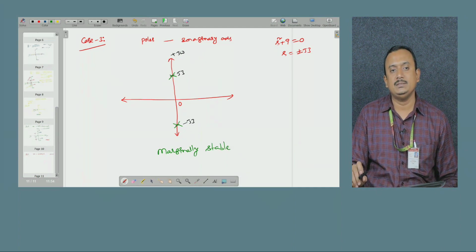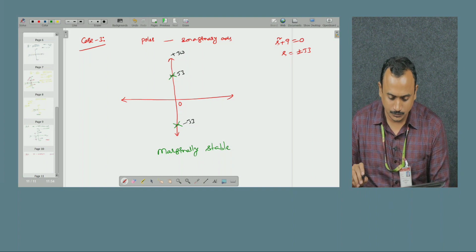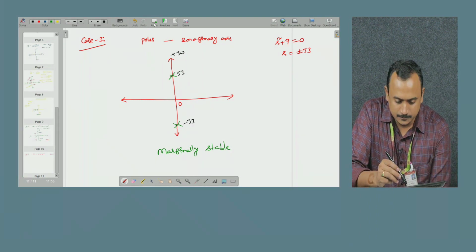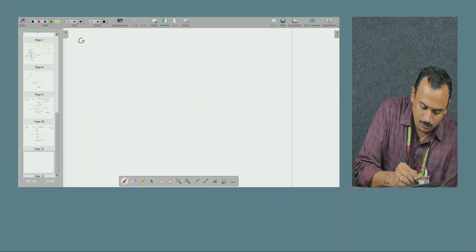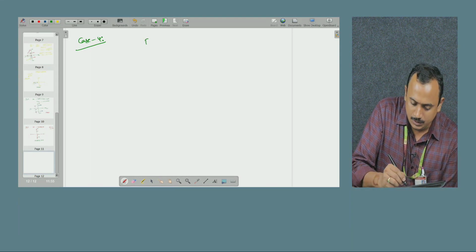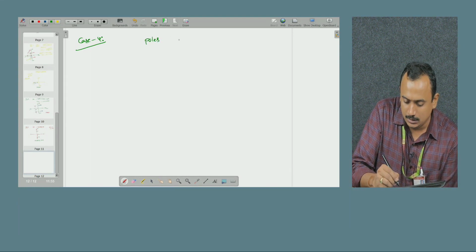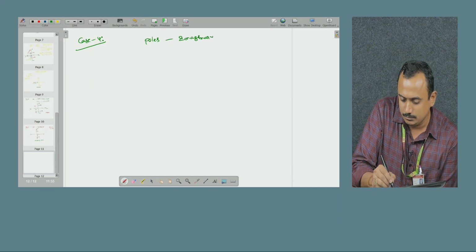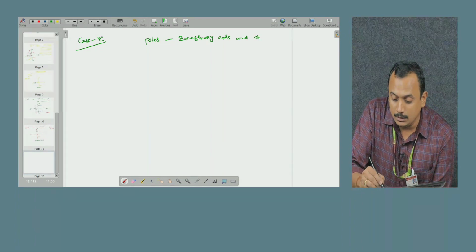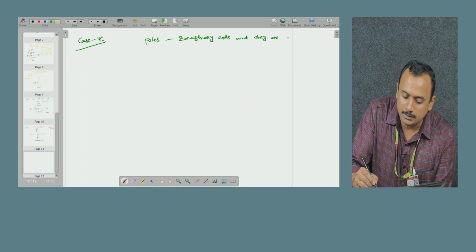The system is marginally stable. Next, another case, case 4. If the poles are on the imaginary axis and they are repeated.